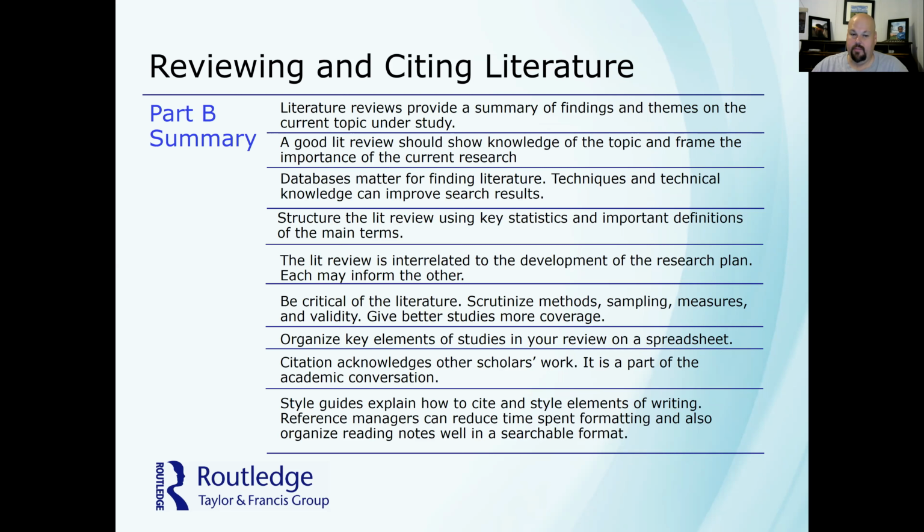It should be critical of the literature. It should scrutinize methods, samples, and measures. It should look at the validity, and it should give better studies more coverage. So not every study is the same. You should organize key elements of studies in your review on a spreadsheet. You should cite. A citation acknowledges other scholars' work, and it is very, very important to avoid plagiarism. And then you use those style guides to inform this information.